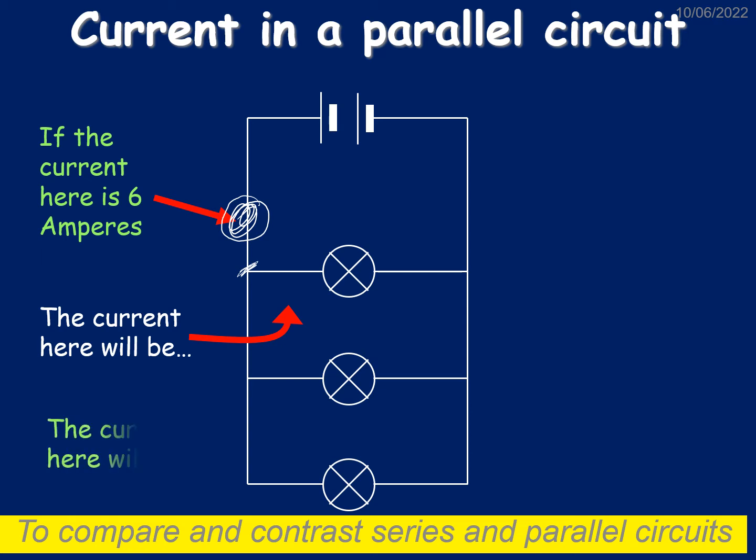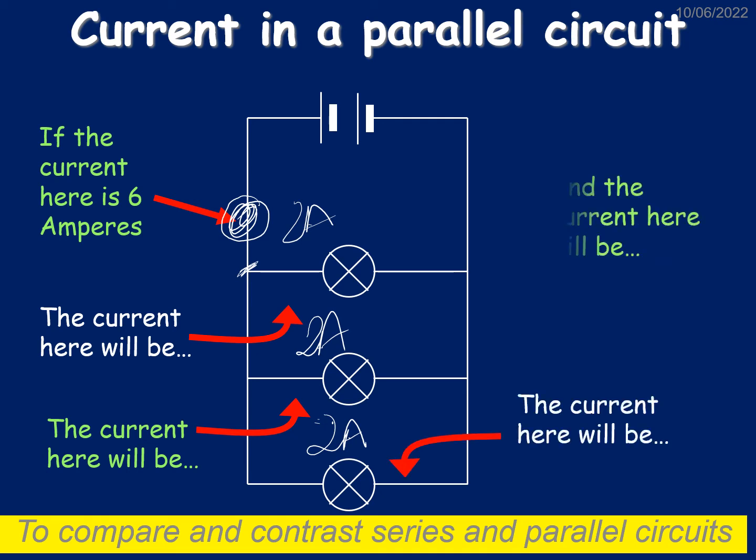So how much are you going to get? What is 6 divided by 3? 2 amps. So this bulb will also have 2 amps. This bulb will also have 2 amps. 2 plus 2 plus 2, 6.